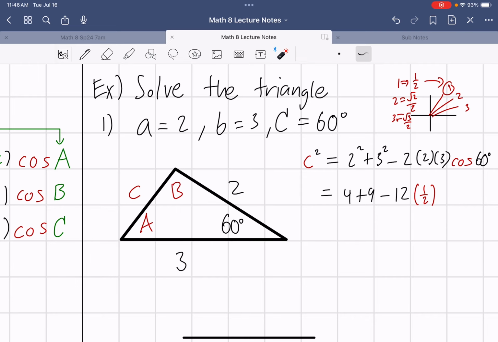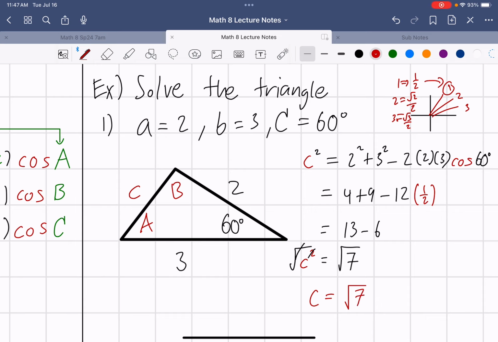So, multiplying this is giving us, right, 4 plus 9 is 13, minus 6 leaves us with 7. And now, of course, this was equal to c squared. All I have to do now is apply our square root property. Simplify. C is going to be equal to square root of 7.